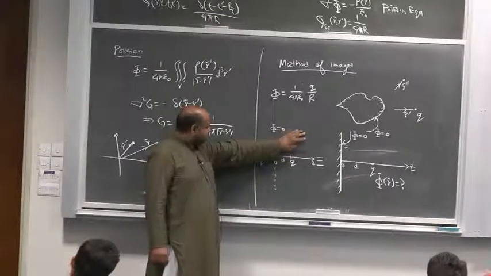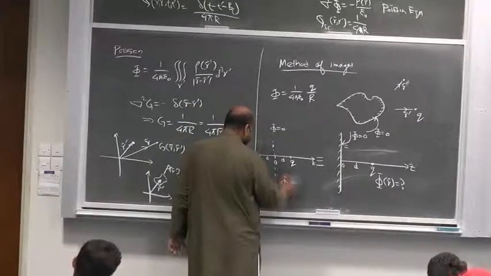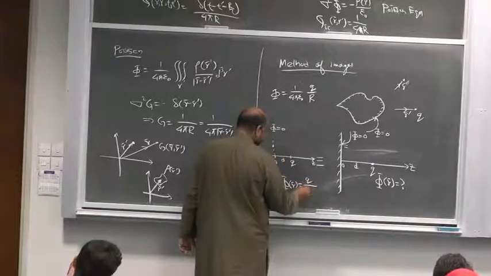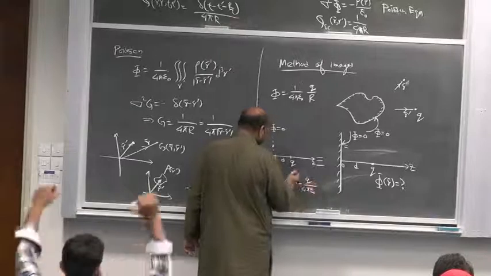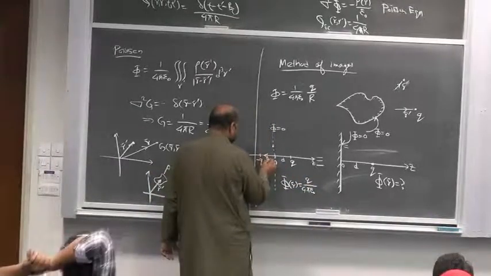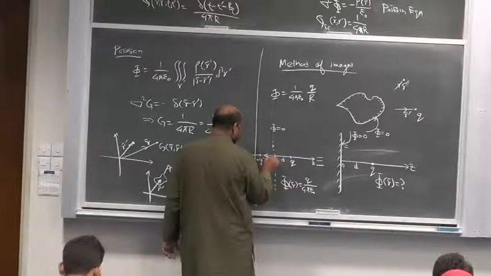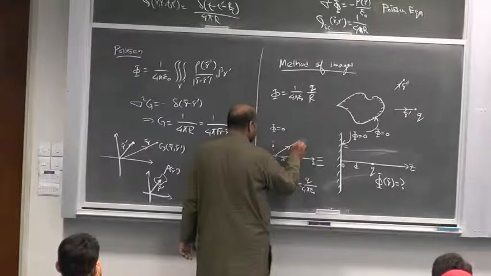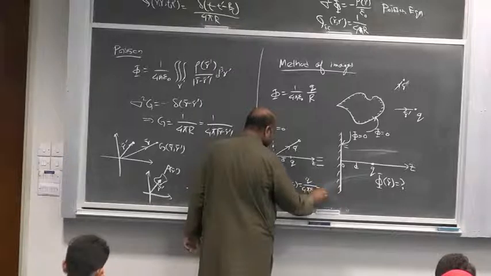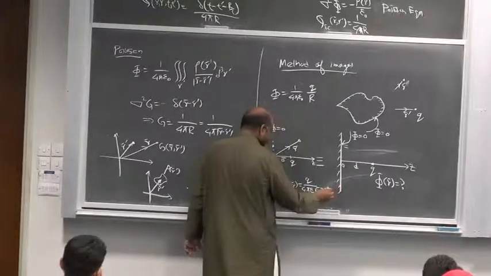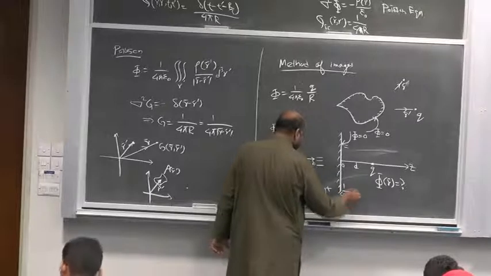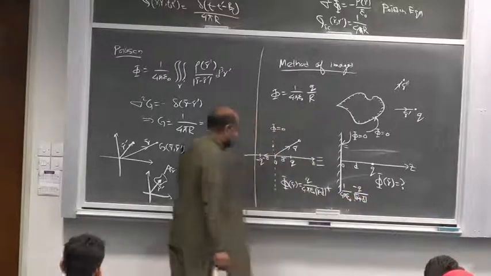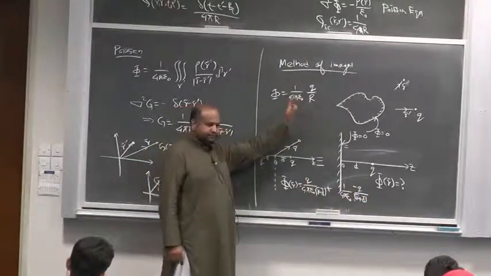Now the potential in this region is simply the sum of the potential due to two charges. Let's say this is vector d minus t and this is vector d. So the potential at an arbitrary point r is 1 over 4 pi epsilon naught q over magnitude of r minus d plus 1 over 4 pi epsilon naught minus q over magnitude of r plus d. So this is the potential everywhere in this region.